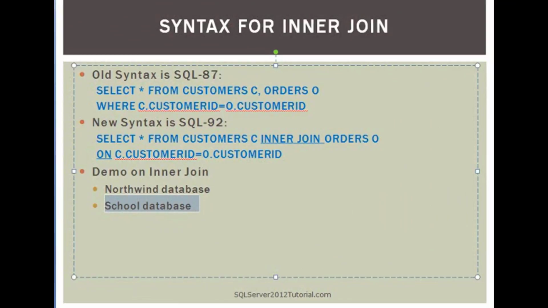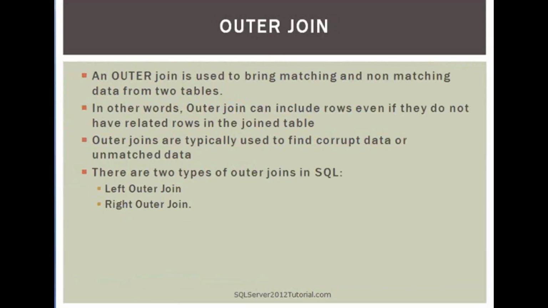Okay, and let's move on to the outer join. And outer join is really used to bring matching and non-matching data from 2 tables. Okay, in other words, outer join can include rows even if they do not have related rows in the joined table. When do you typically use outer joins? Well, in order to find, let's say, corrupt data or non-matched data or missing data, that's when we will be using an outer join. Really, there are 2 main types of outer joins. You have a left outer join and you have a right outer join. So let me go to that.